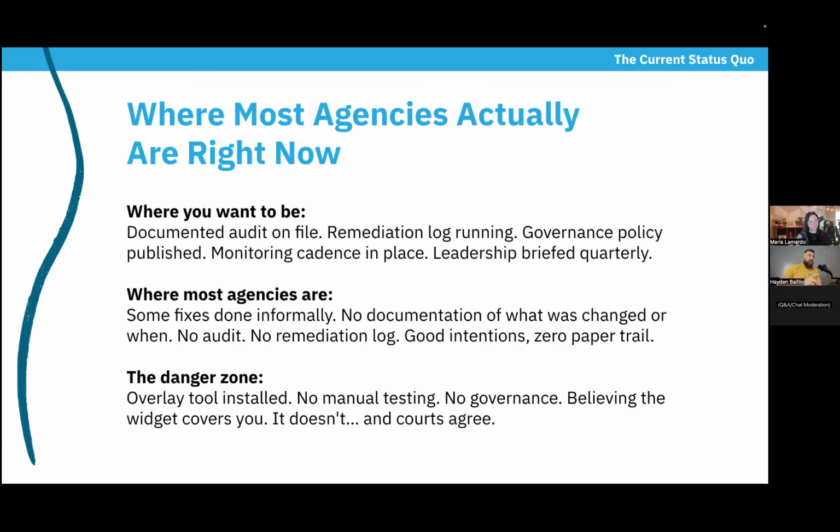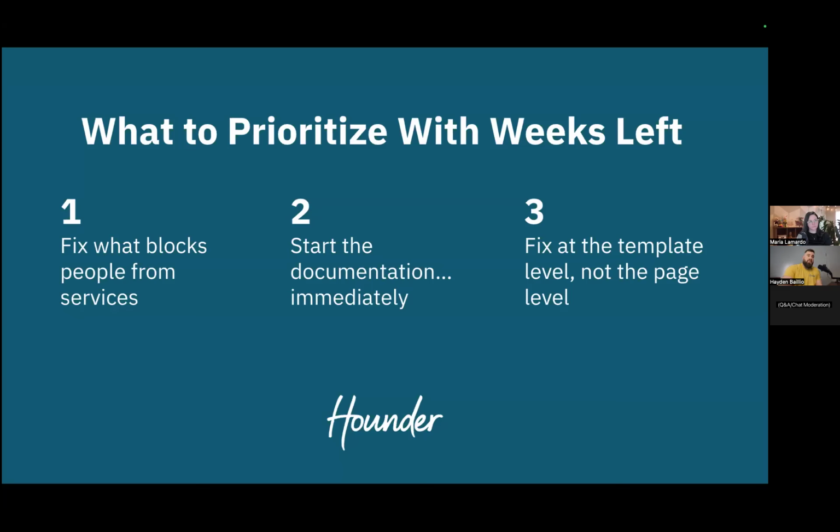The good news is that getting from the middle to a defensible position is incredibly achievable, and it doesn't require a perfect site. It requires starting the documentation and the governance now, and then moving forward and actually executing the fixes that you say you will. So you know what defensible governance looks like. You know where most agencies are. Let's talk about what to actually do right now. And I think there are three priorities, in this order.